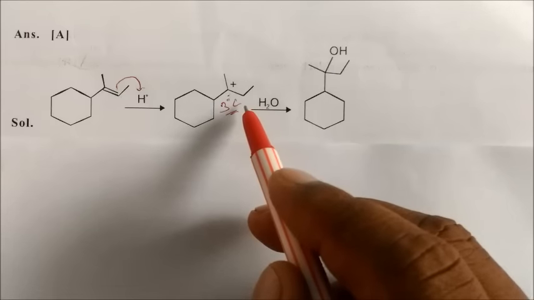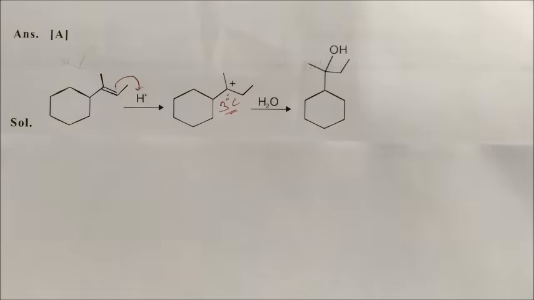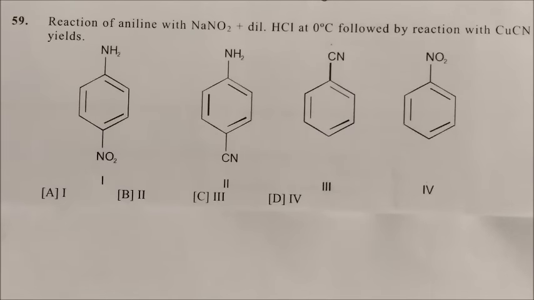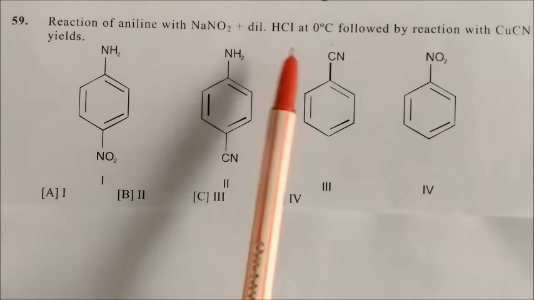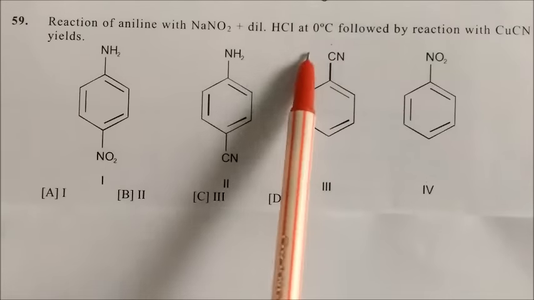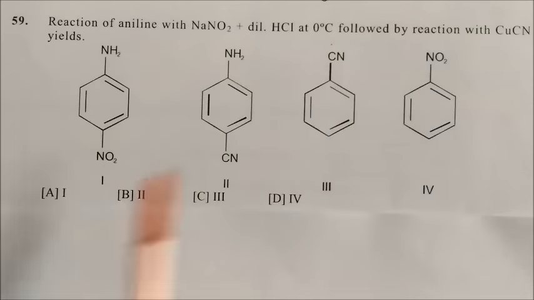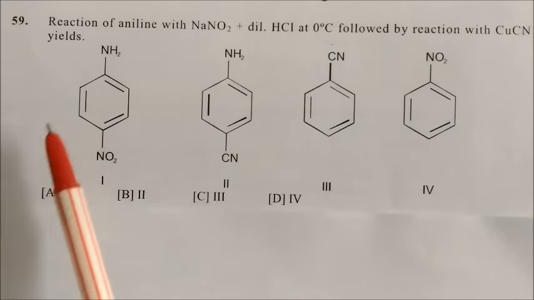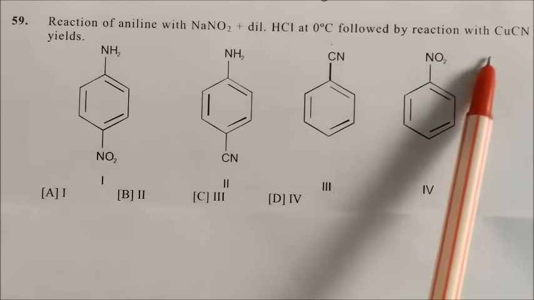So you will get the OH and we will get the final product, this one. Reaction of aniline with NaNO2 plus dilute HCl at 0 degree centigrade. So at low temperature, this diazotization reaction takes place, followed by CuCN. So this is an example of your Sandmeyer reaction, CuCN. So this is an example of some other reactions.